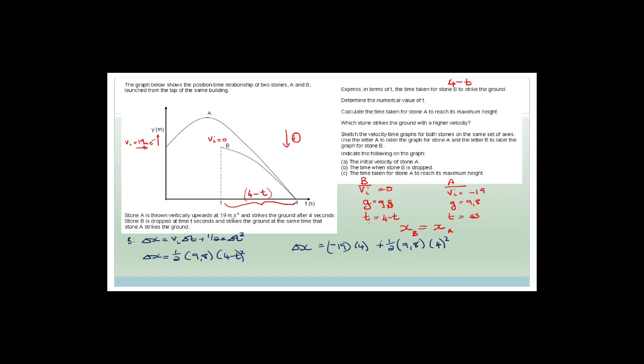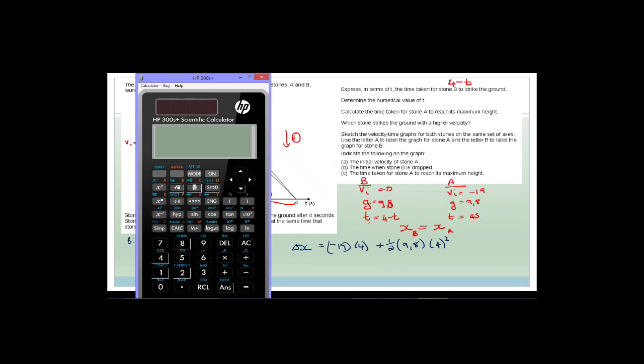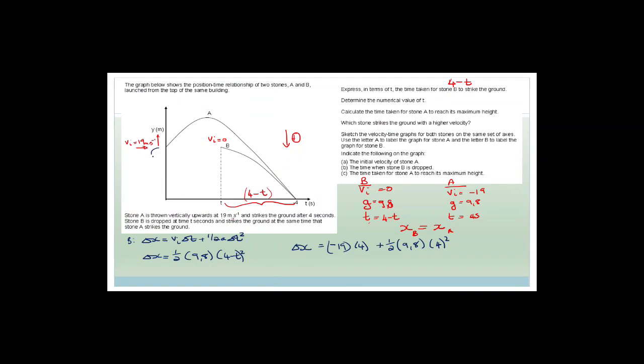So do you agree we could work out the delta x now? We've got the VI, we've got the g, we've got the delta t, so we can pop that in. Let's get our calculator out and switch it on, and let's put this in it. So we've got negative 19 multiplied by 4 plus bracket 4.9 times 16, I never had a bracket, equals 2.4 meters. So this height here is 2.4 meters. Now that we've got that, we can use that and substitute into this and get t. I'm just going to erase all this so that I've got space to write.